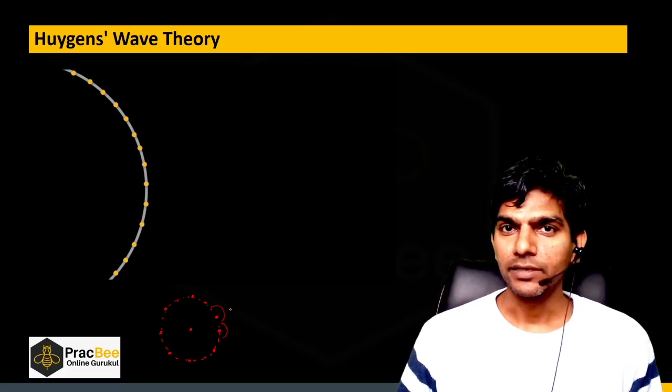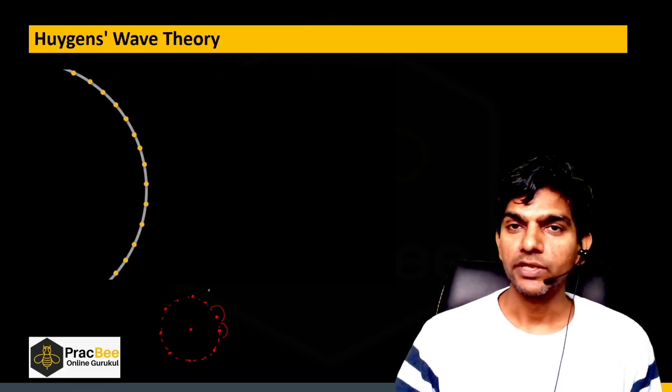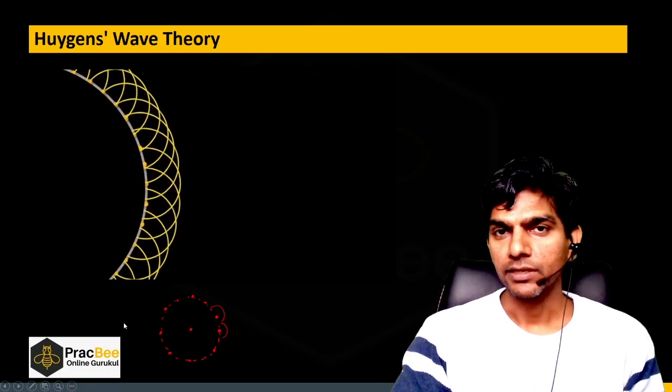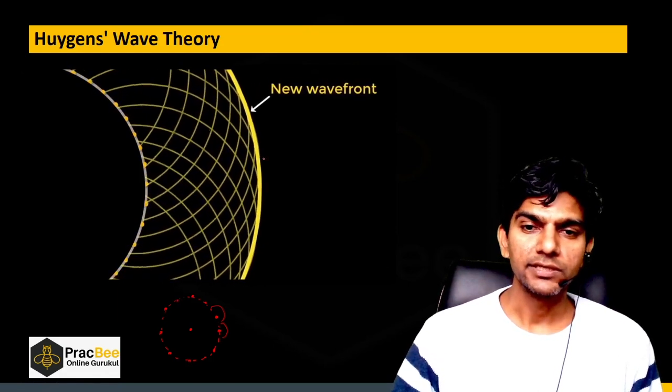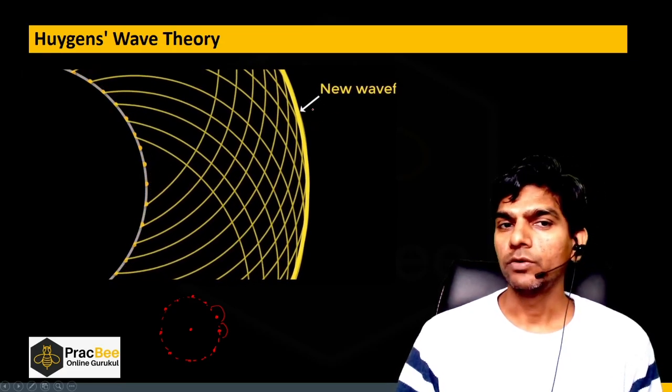Now let us understand the propagation of energy in the form of wavefronts with an animation. So we have a wavefront. These are the secondary wavelets which are being generated, and the common tangent to these secondary wavelets gives us the new position of the wavefront. So this is all about Huygens' wave theory.